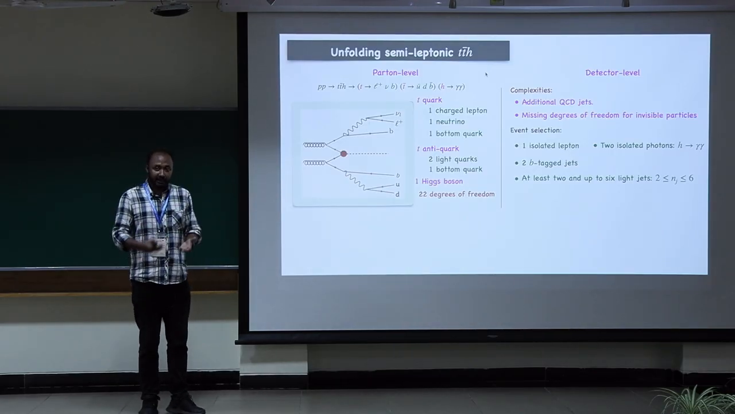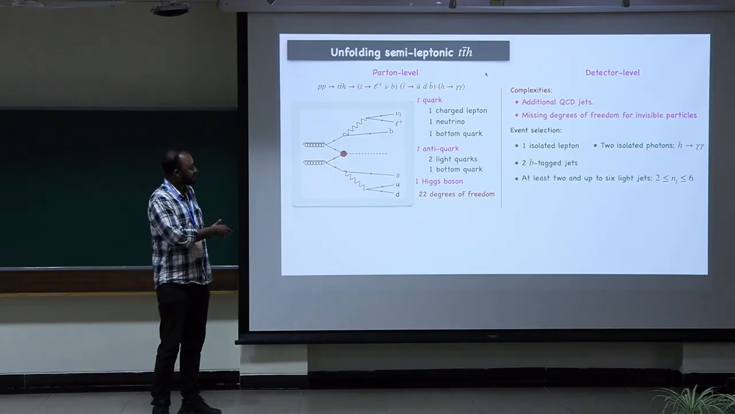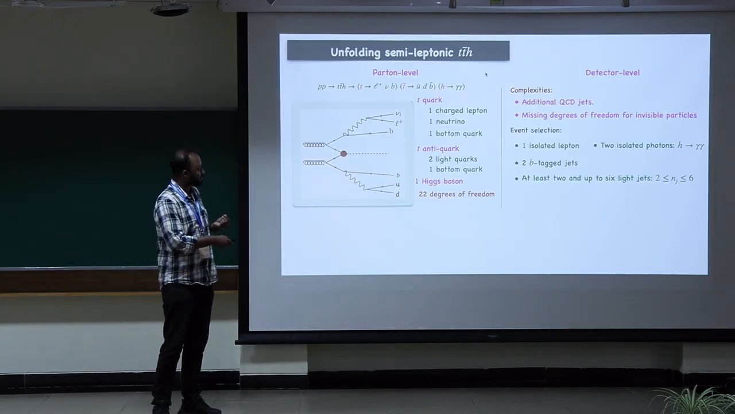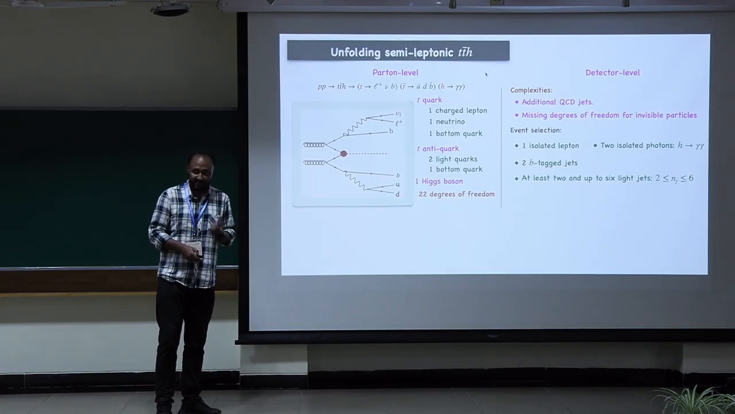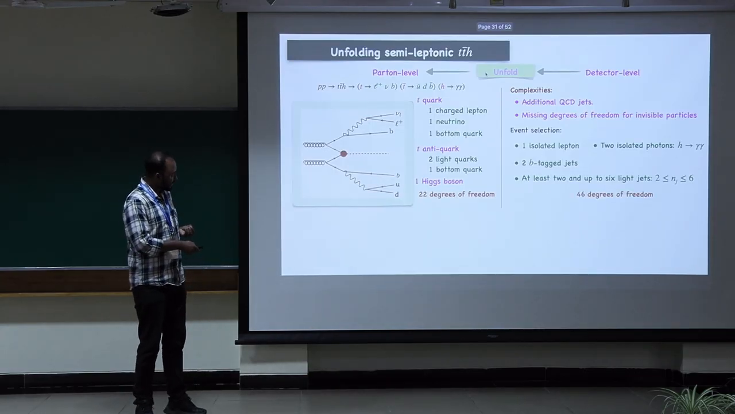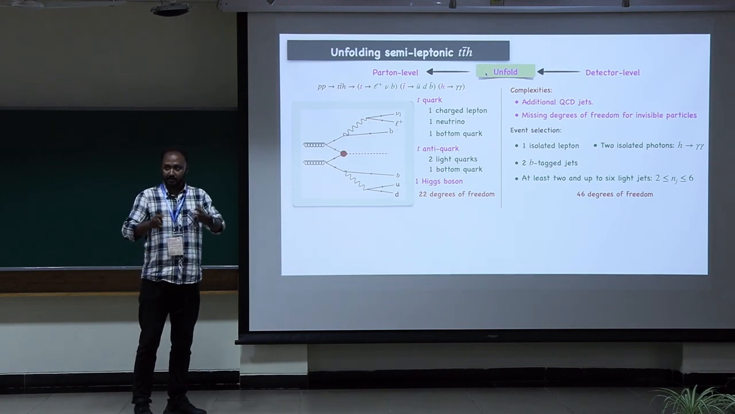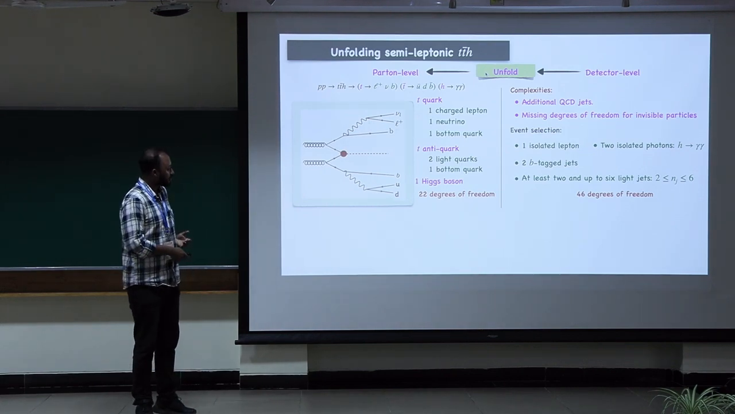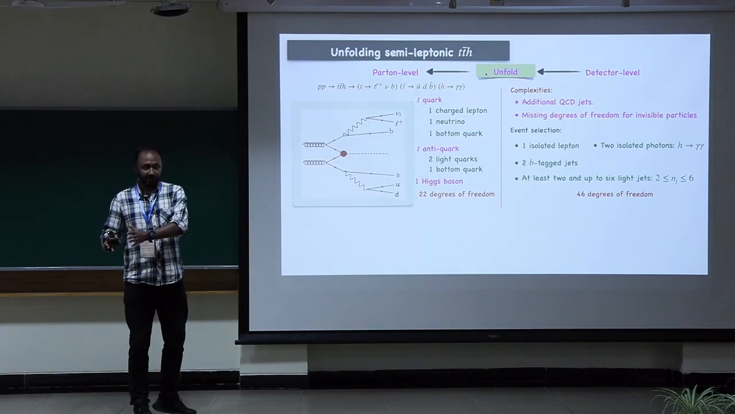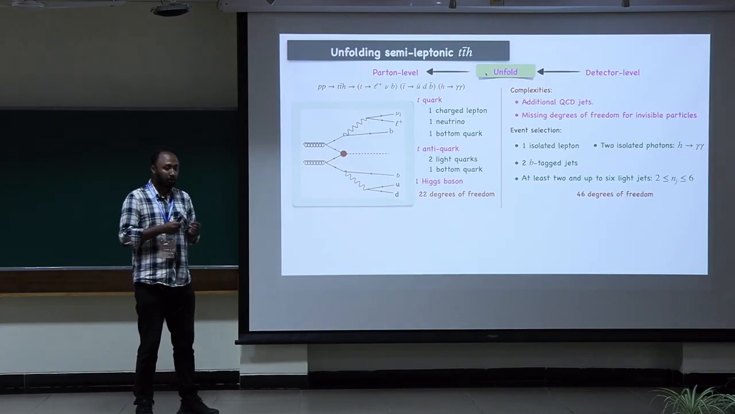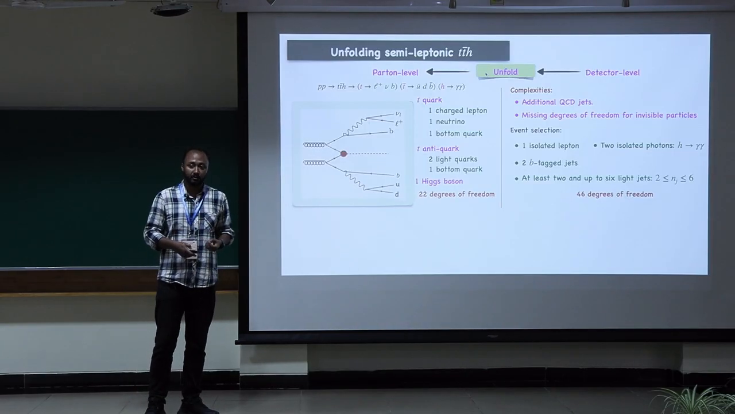Also, to keep things inclusive, we adopt an event selection where we choose exactly one isolated lepton, exactly two isolated photons, two b-tagged jets, but we choose up to 6 light jets at the detector level. So at the detector level, we have 46 degrees of freedom parameterizing this whole event. Our goal is to map these 46 degrees of freedom to 22 degrees of freedom and also map them in a probabilistically faithful way.